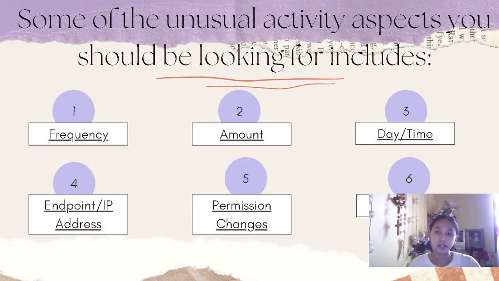Some of the unusual activity aspects you should be looking for include, first, the frequency. Are files being accessed multiple times, more than once or twice? An unsure insider having second thoughts about stealing data may take several access attempts before finally taking data. With this situation, you'll be alarmed to see frequently accessed files, and as a monitor, you'll probably take some course of action.